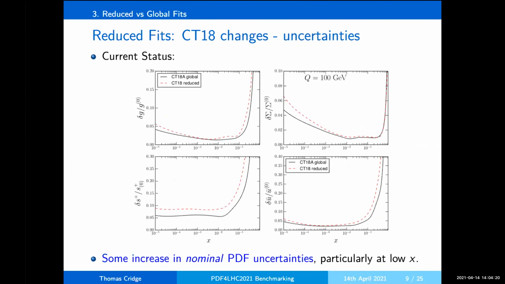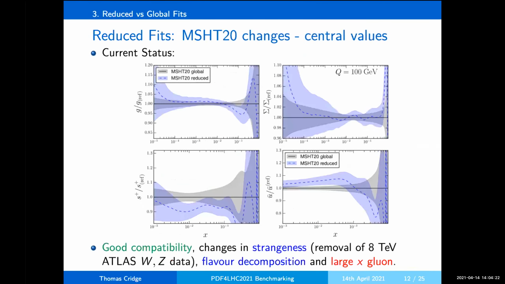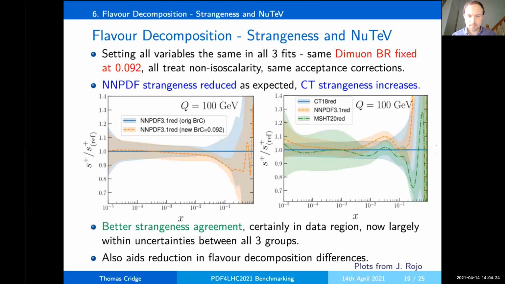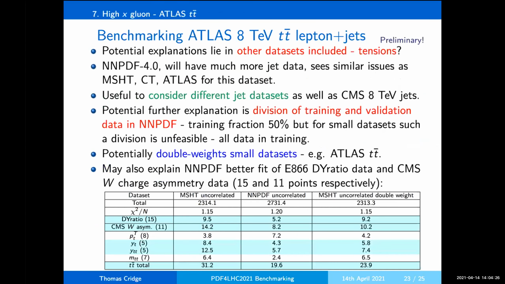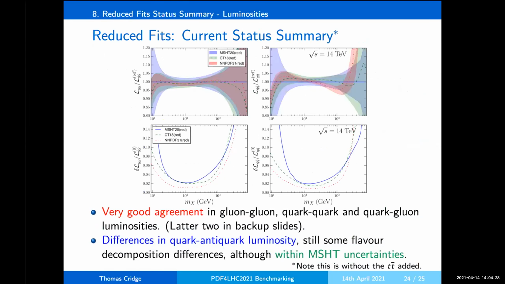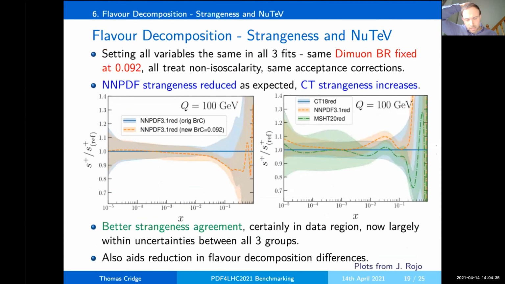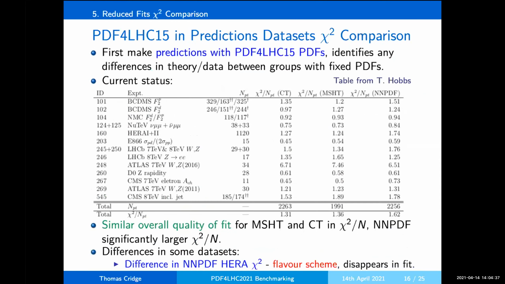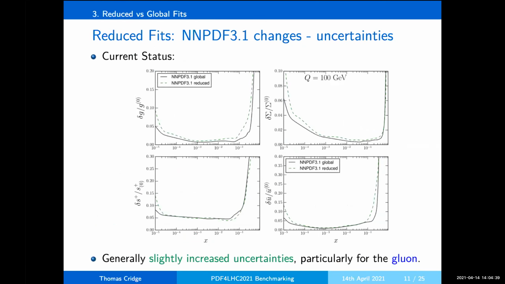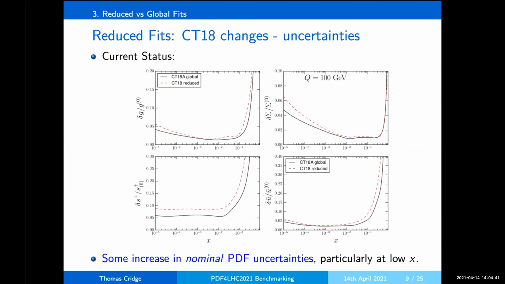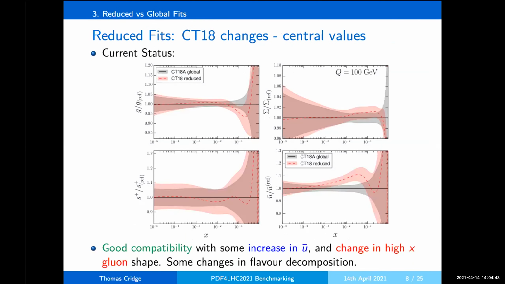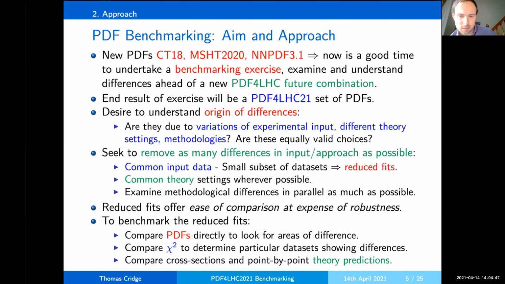Where was the slide? I'm sorry. 23, probably. Well, this is for CT18 or 18A. Not for the reduced fits, but for the full global fits. So you don't mean the luminosities, you mean the gluon. That's at the beginning. I thought it was the luminosity, but maybe I was wrong. A couple of slides before, I'm afraid, about 4 roughly.